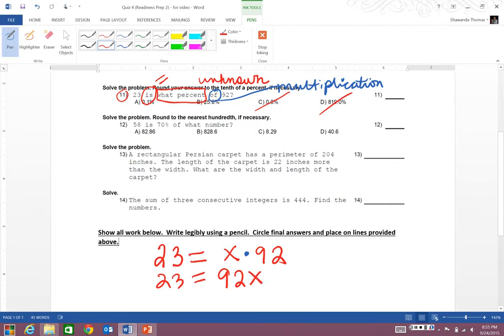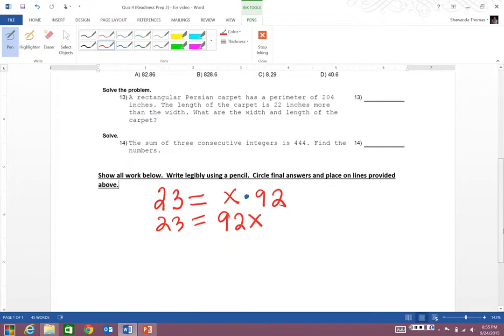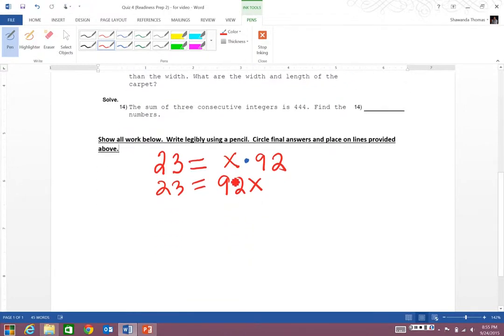Now, what would you do to solve for x? In order to solve for x, you can divide by 92. On the Readiness exam, what's nice is you have the option of having a calculator during the test. So all you have to do is plug in 23 divided by 92 in your calculator. Alright, so that's what I want you to do right now. Take the time to get your calculator out and divide 92 into 23.